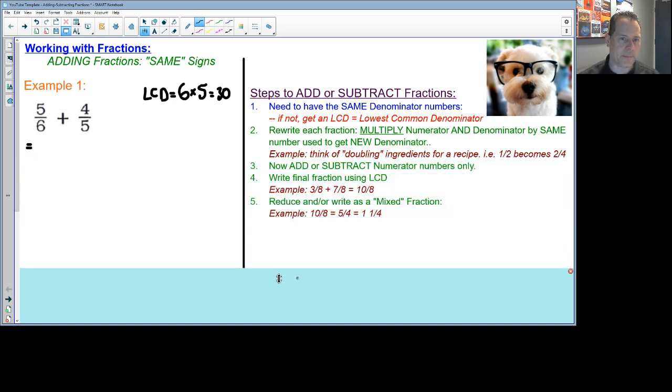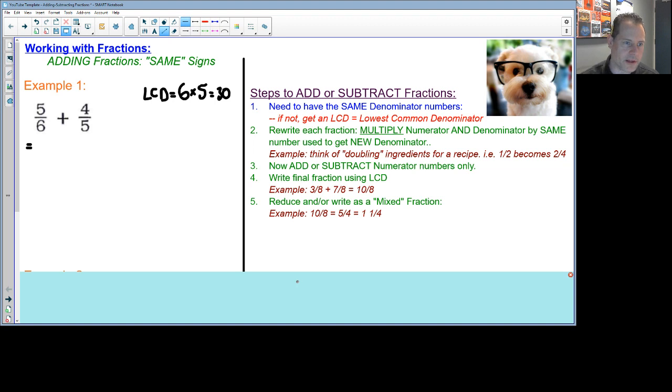So as an example here, we have a lowest common denominator of 30. And what that means is that both of these bottom numbers will divide evenly into this number 30. So 6 divides evenly into 30, it goes 5 times. And 5 divides evenly into 30, it goes 6 times.